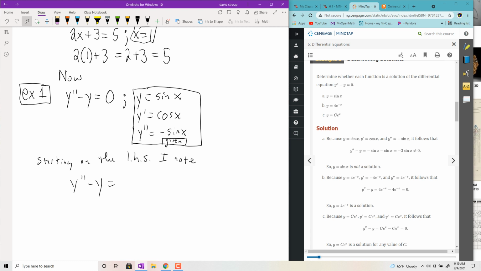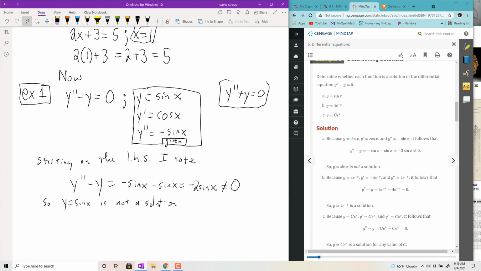If you can't, then it's not a solution. So we got negative sine x minus y, which is sine x, which is equal to negative 2 sine x, and that's definitely, when x is equal to 0, it works, but for all x's it does not work. And it would need to work for all x's. So this is not a solution. You could easily remedy that differential equation by saying y double prime plus y equals 0, and then I think it would be a solution.